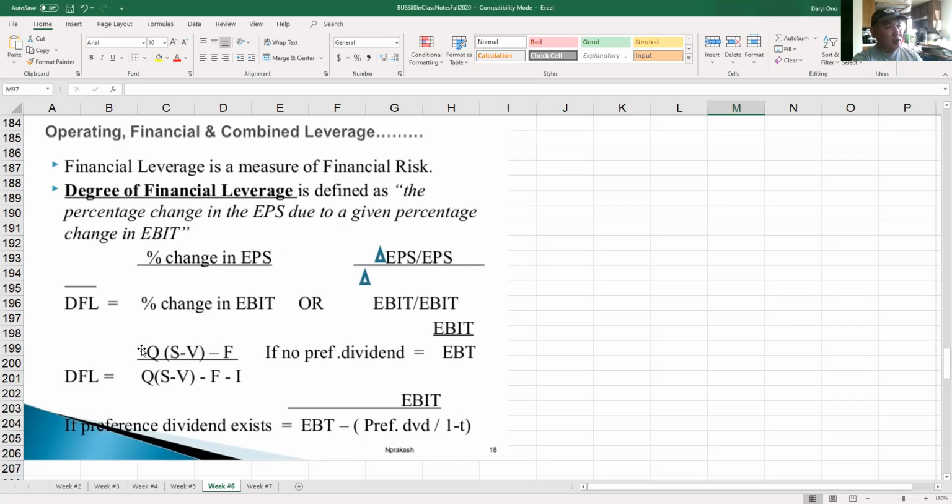Everything here in the numerator is your earnings before interest and taxes. Everything here in the denominator is the earnings before taxes. And we won't worry about preferred dividends, but you can see right here, EBIT divided by earnings before taxes.